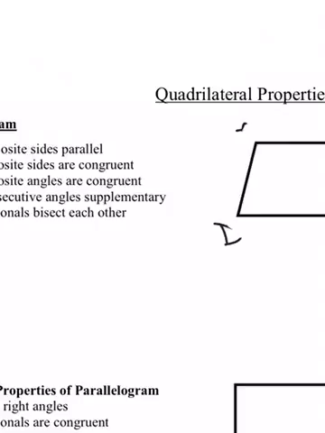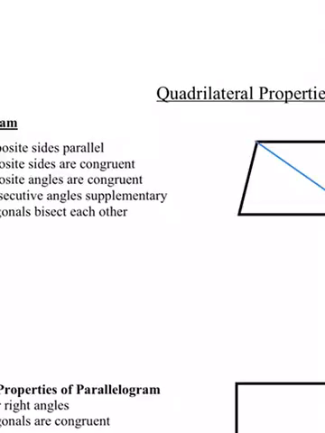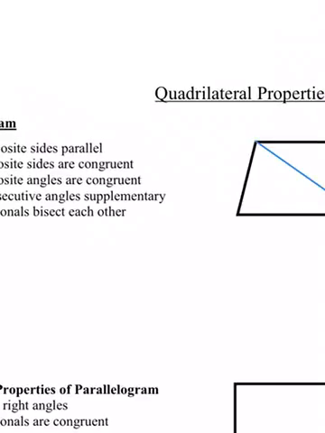And then the last one, diagonals bisect each other. The diagonals are not the same length, but if you draw those from one angle across to the other, let me try this. Where they intersect should be directly in the middle. So again, they're not necessarily the same length, but they should be cut in half.